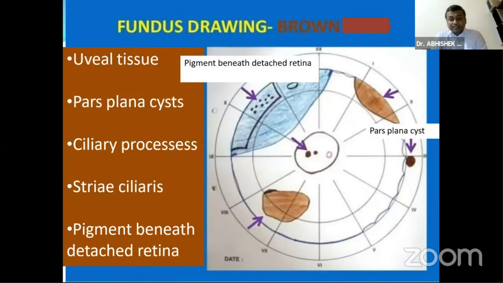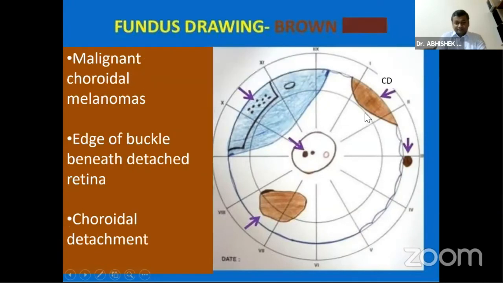Coming to the brown color, this is PET, which is drawn as a small circle in the macula, and this is the old brown pigments in the detached retina. This is the pars plana cyst. So rarely we draw something here, but if a pars plana cyst is present, we can draw it between the second and the third circle, and this we can draw like this for a choroidal tumor. And this is choroidal mound, which is choroidal detachment, drawn as a dome-shaped elevation.